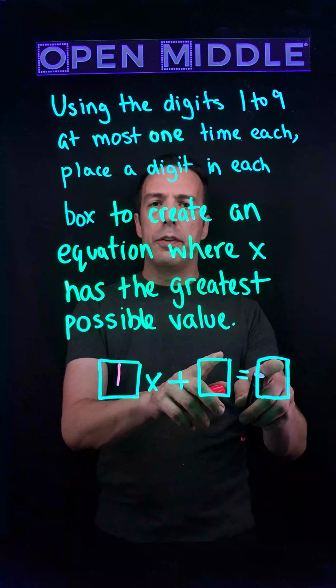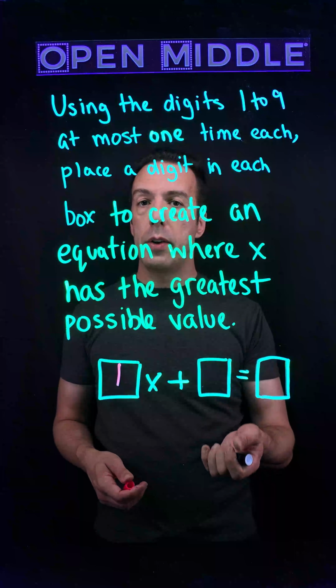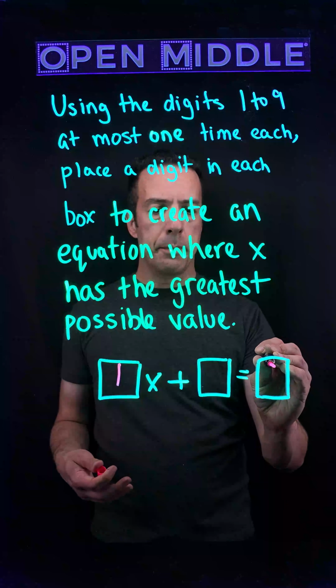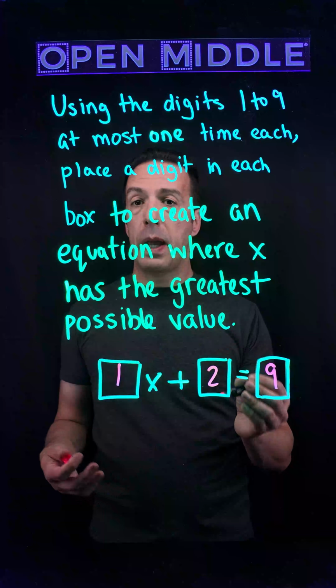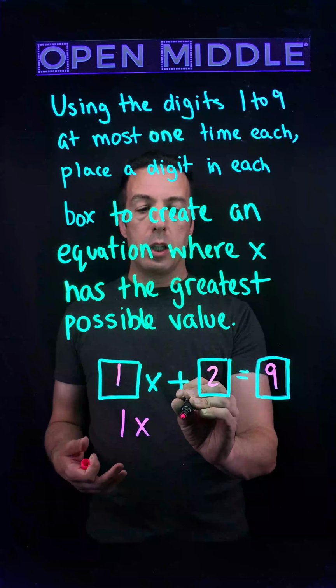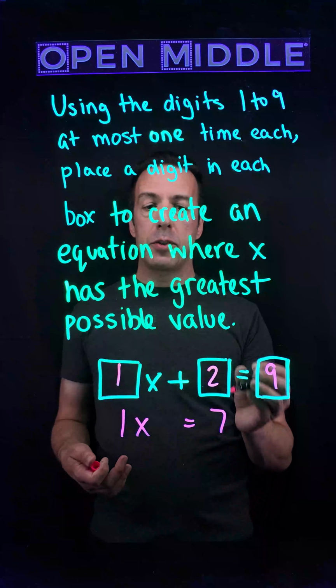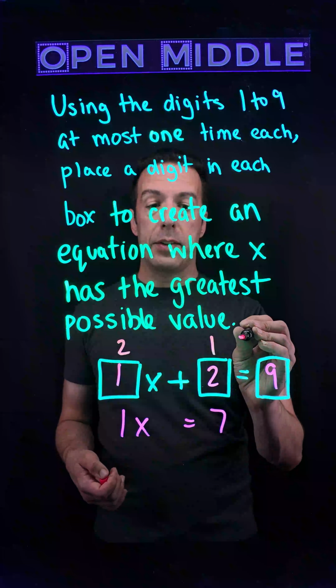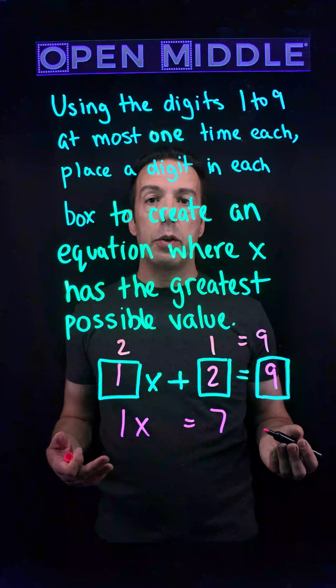And now we want the difference between these two constants to be the greatest possible value. And so we have a 9 and we have a 2. But this begs the question also, because in this case, we're going to have 1x equals 7. But what if we swap this? What if we put a 2 here and a 1 there? Would that have a greater value for x?